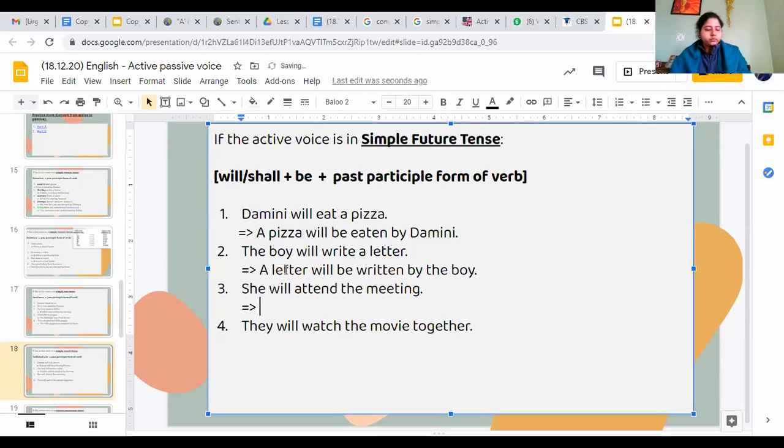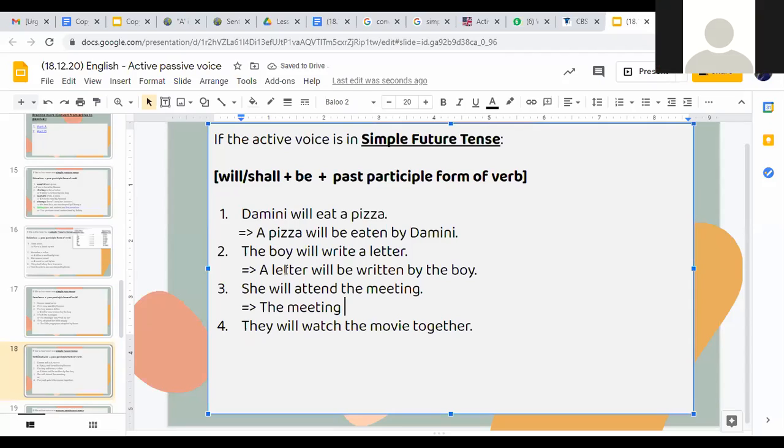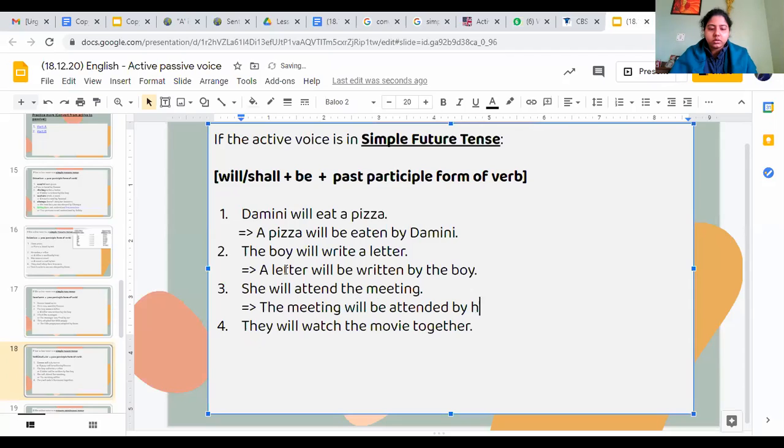That's your answer. Third one. She will attend the meeting. The meeting will be attended by her. Thank you, Nikita. Good. I'm really glad to see that you're understanding it today. Teacher, I wrote all the examples also. Good. The others who are solving really quickly, you can go ahead and solve all the 4 together, and write them in your notebooks. Done. Good. The meeting will be attended by her. She is a pronoun, so she will become her.